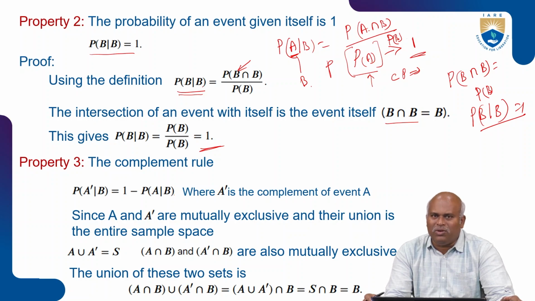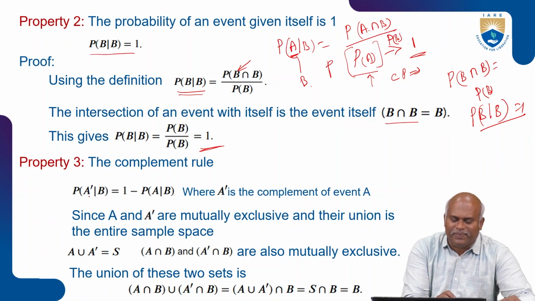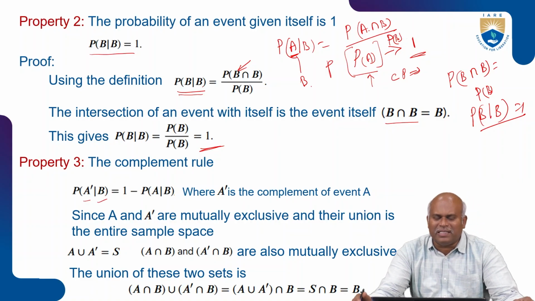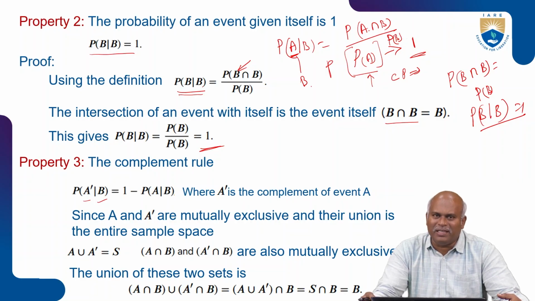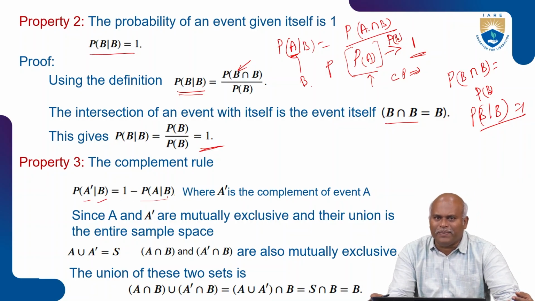The complement rule of conditional probability is represented as P of A complement given B. Now the probability that event A does not occur, that complement, is represented as P of A dash. P of A dash given the already occurred event B is equal to 1 minus P of A given B, where A dash is the complement of event A.